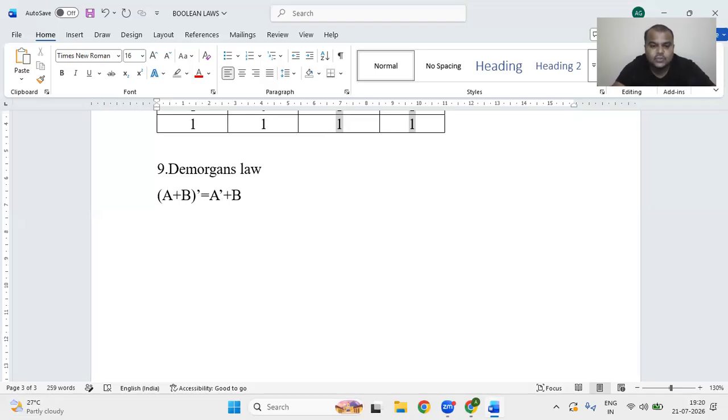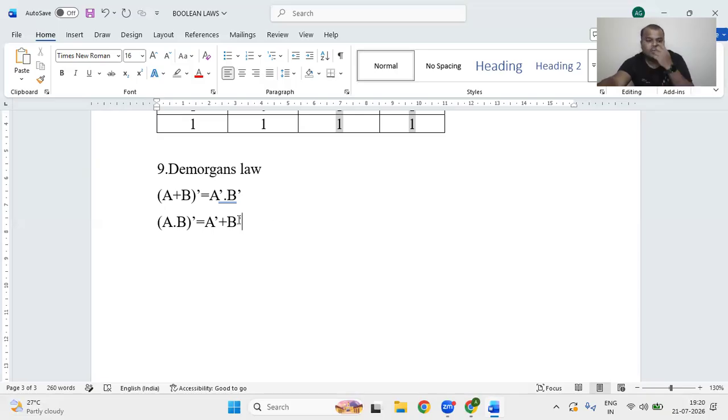Means you see A become A complement, and plus become... I did one wrong here. It is not a plus, it's a dot. Plus become dot and B become B complement. The same thing, if it is A into B whole dash, it leads to A dash plus B dash. You see the difference? In the first, plus become dot, here dot become plus.